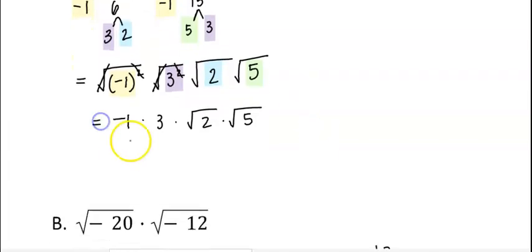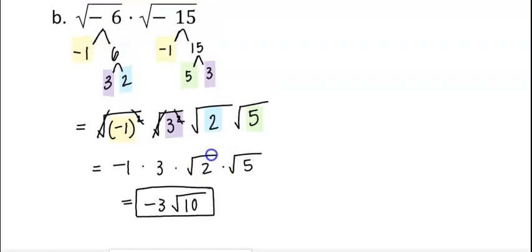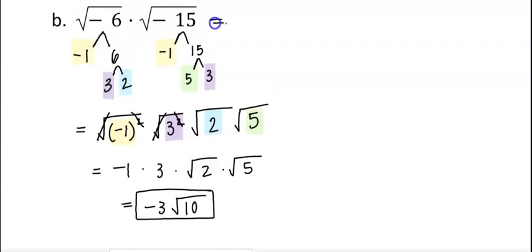Negative 1 times 3 makes negative 3. Square root 2 times square root 5 makes the square root of 10. So my final answer is negative 3 square root of 10. You have to be careful on these, girls, because if you multiply these together first, a negative times a negative, that's going to make a positive, whatever 6 times 15 is.